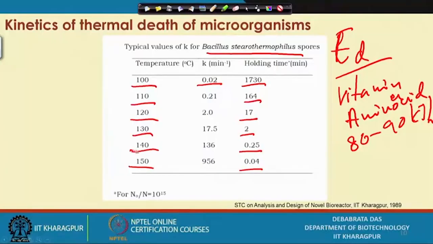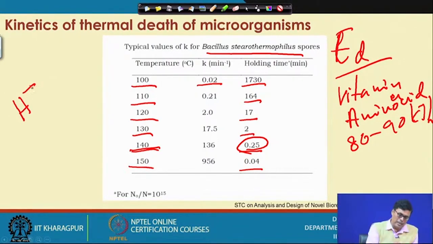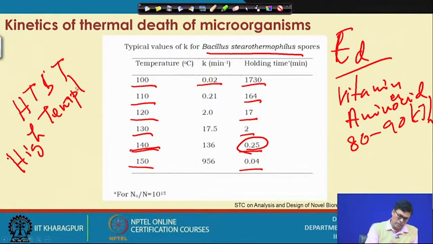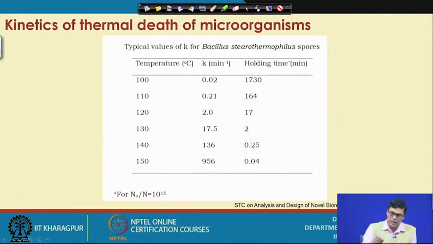But if you use a high temperature, then you are using a very short time, and naturally you are holding the media for a short period of time, and so the loss of nutrient will be very less. That is why in the industry we use the technique we call HTST, high temperature short time. This is largely used in media.